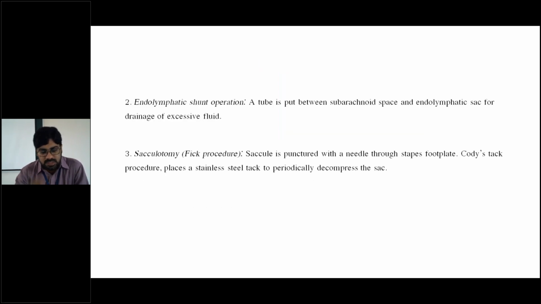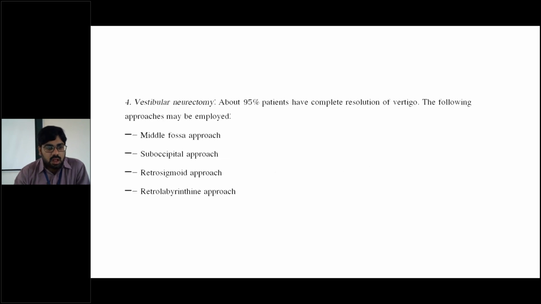So coming to the conservative procedures, we have endolymphatic sac decompression, endolymphatic shunt operation, sacculotomy, that is a fixed procedure, and we also have vestibular neurectomy. 95% will have complete resolution of the vertigo when you do a vestibular neurectomy. The approaches are middle cranial fossa, suboccipital or retrosigmoid, or retrolabyrinthine approach. All these are approaches where you can preserve the hearing for the patient.